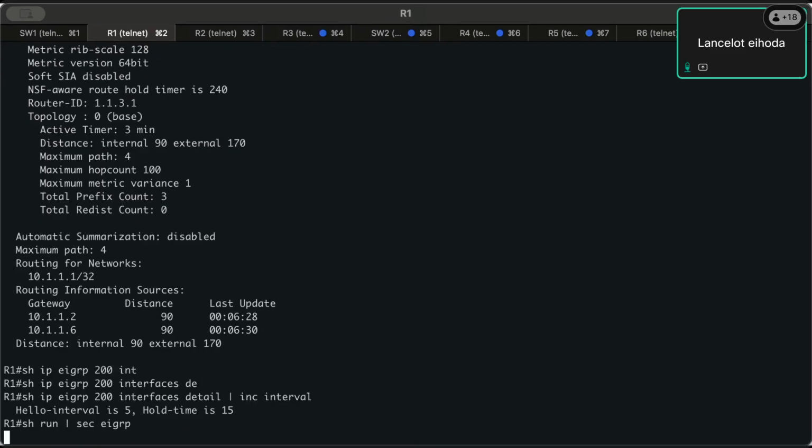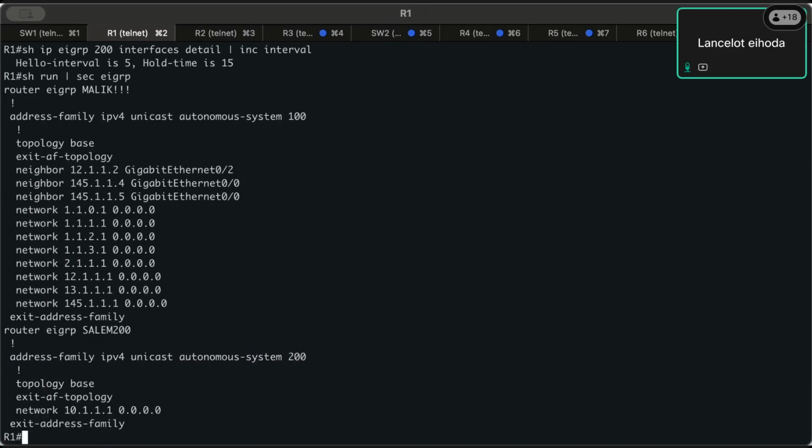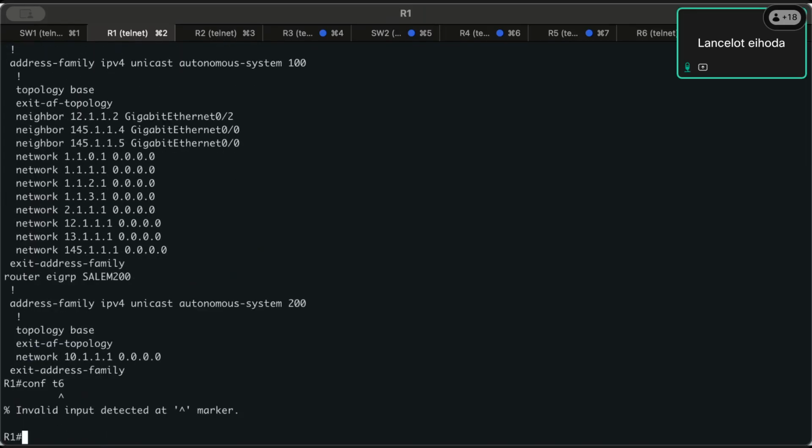And remember, it's not under the EIGRP process that the timers run. The timers are actually on the interfaces that connect. So that configuration is actually an interface sub-configuration. Okay, so let's go and look for Salem. Not the router configuration.